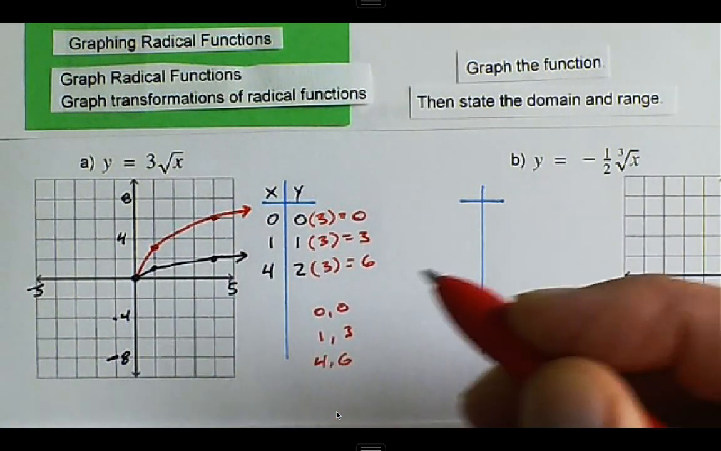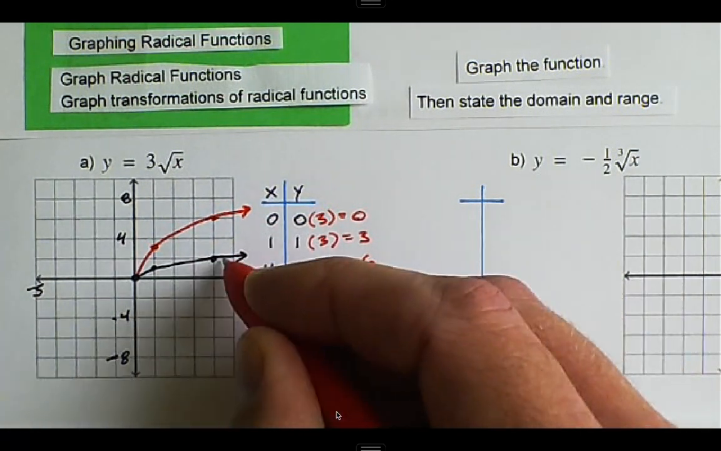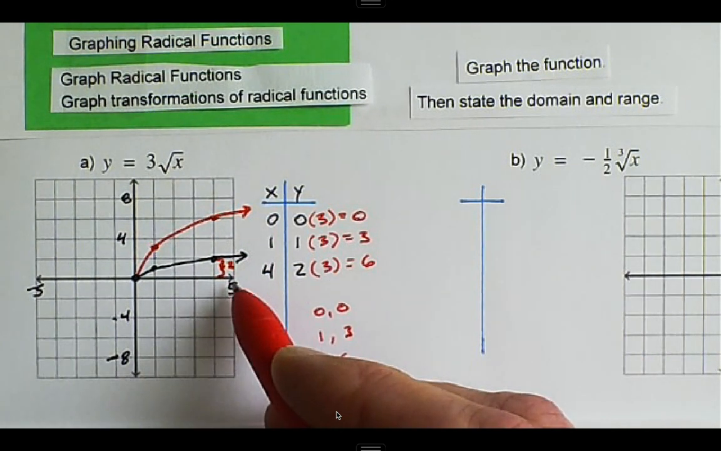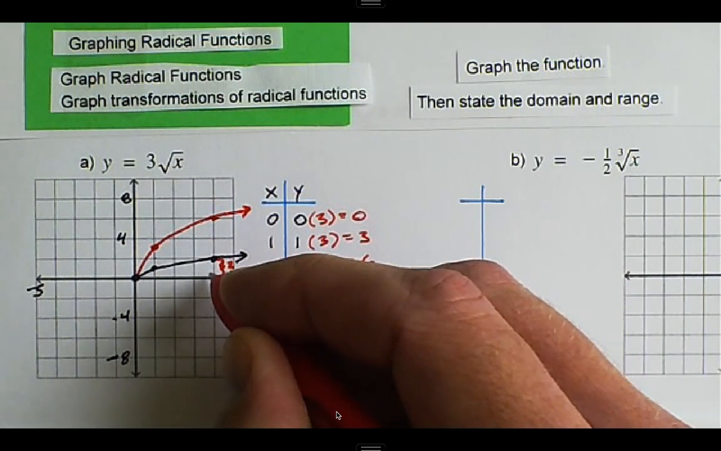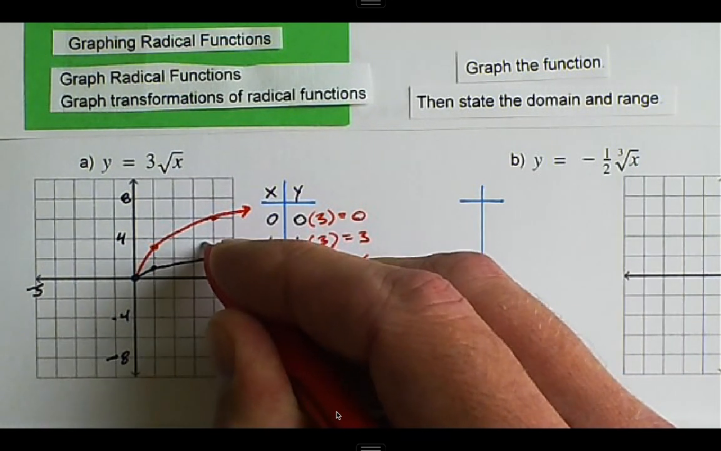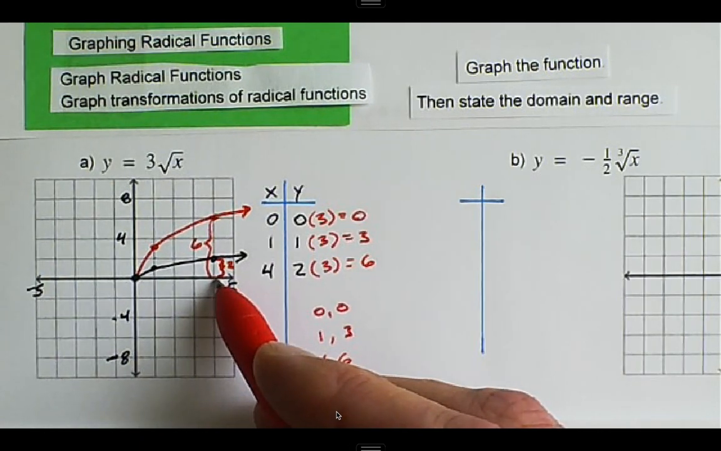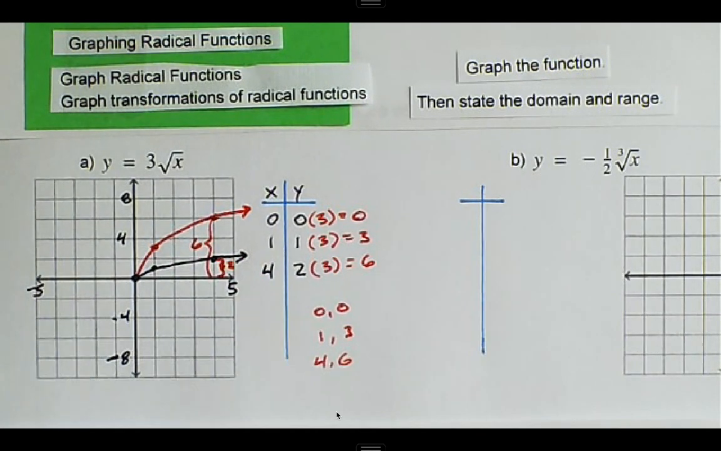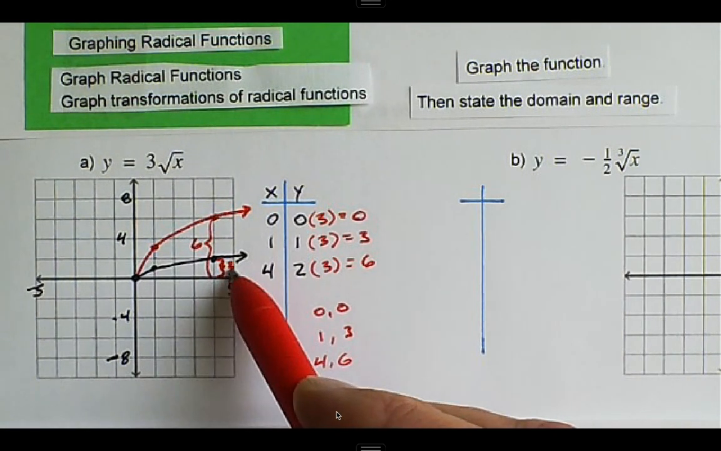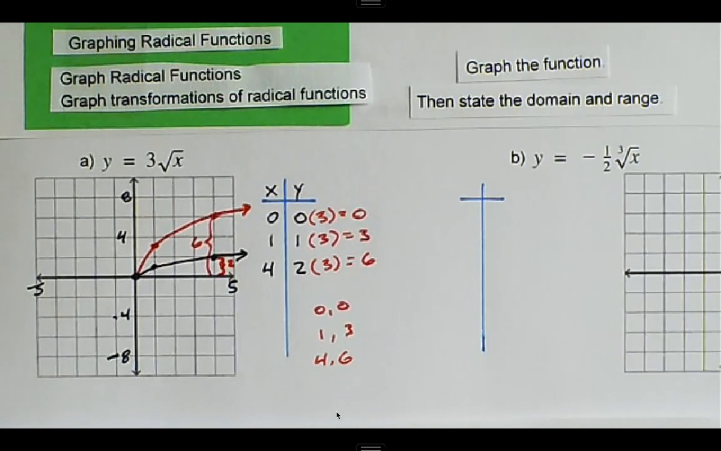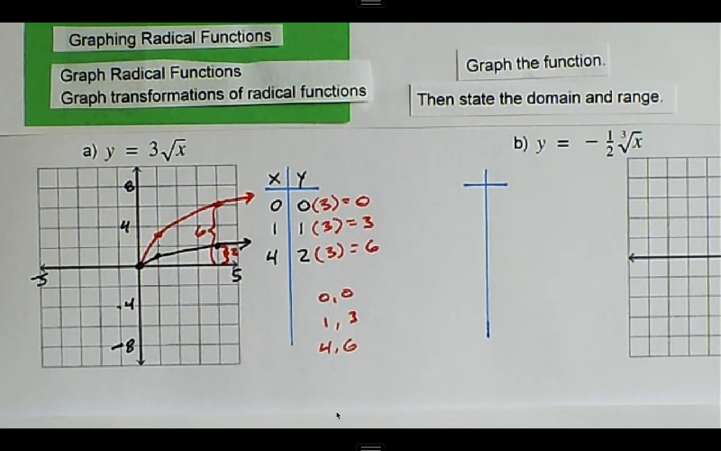And remember, from this spot, 4, 2, this was a value of 2 off the x-axis, and now we have a value of 6. So we stretched it at the spot x equals 4. We stretched it a vertical stretch of 3. 2 times 3 is 6. And so now we have to think about the domain and the range for the new function.